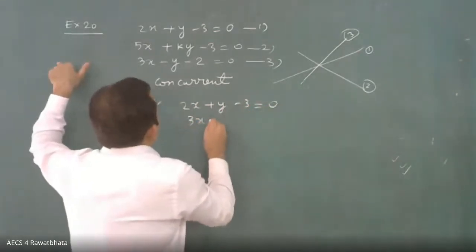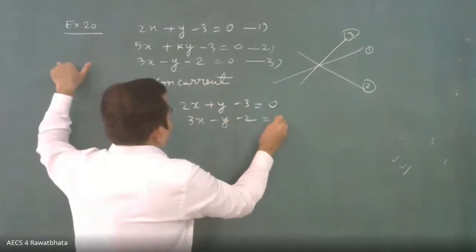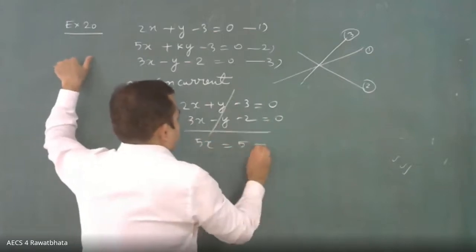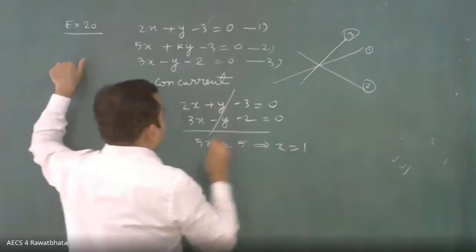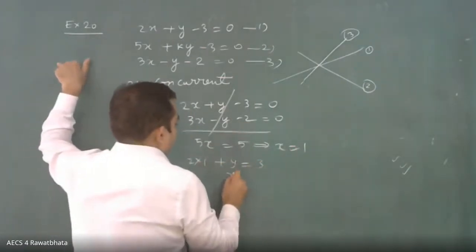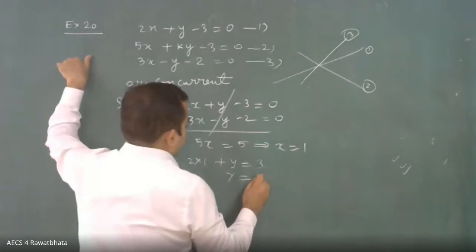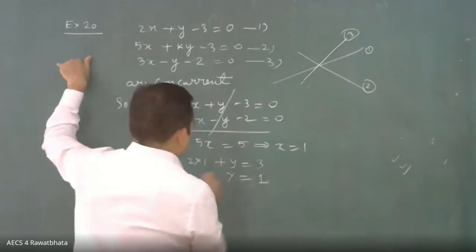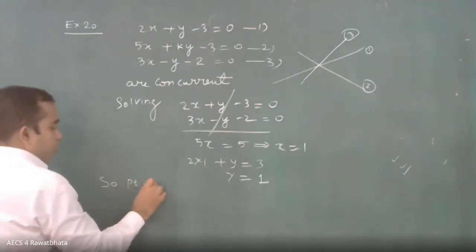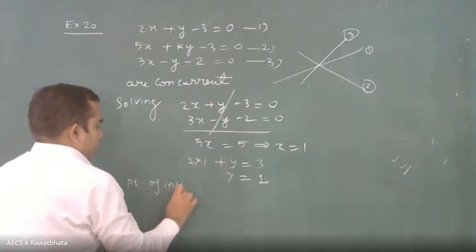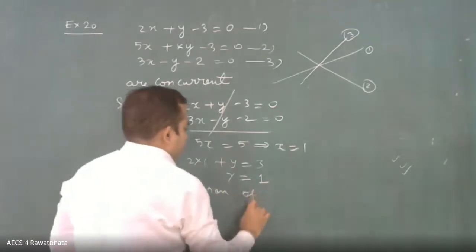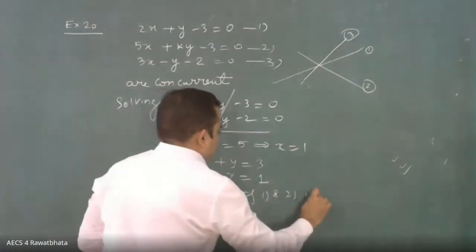And the third one, and add them, and very easily we get x equal to 1. If I put it in the first equation, I will get y equal to 1. So the point of intersection of line 1 and 2 is (1, 1).